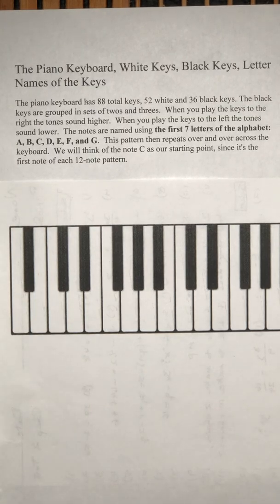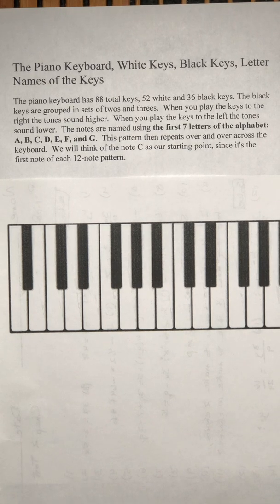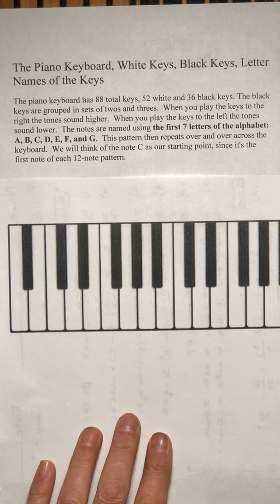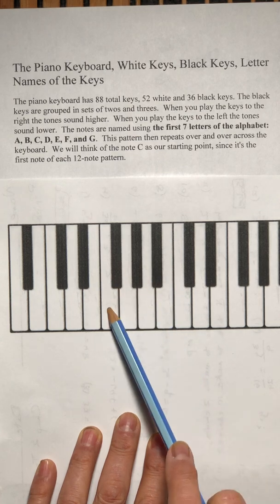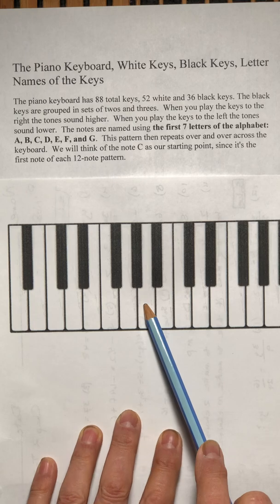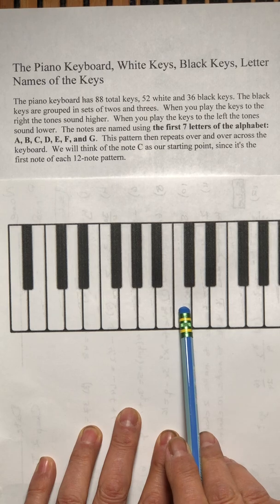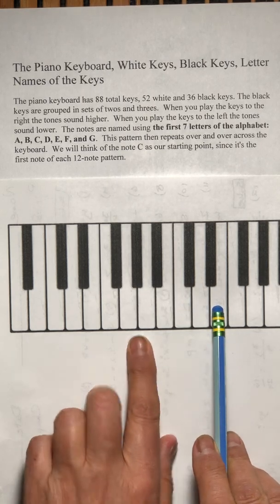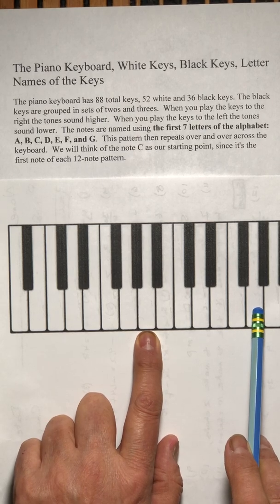The note names use the first 7 letters of the alphabet: A, B, C, D, E, F, and G. Let's start with A. A starts in this 3 black key group, 3 white keys up. And so we will use A, B, C, D, E, F, and G. This pattern then repeats over and over across the keyboard.